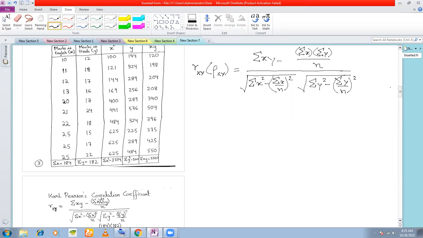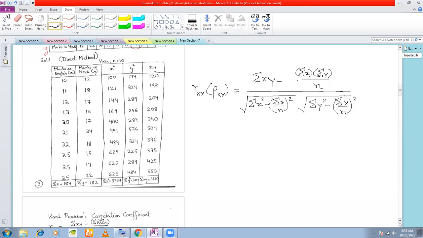This is the formula. Now from the formula, we can understand what columns we have to make. After making X and Y columns, you have to make a column for XY, a column for X square, and a column for Y square, right? These three columns you have to make. So if you see, I have made a column for X square here, for Y square, and also for XY. Okay, so X square means all the values of X squared. So this is 10 square, which is 100, 11 square, 121, 12 square, 144, and so on.